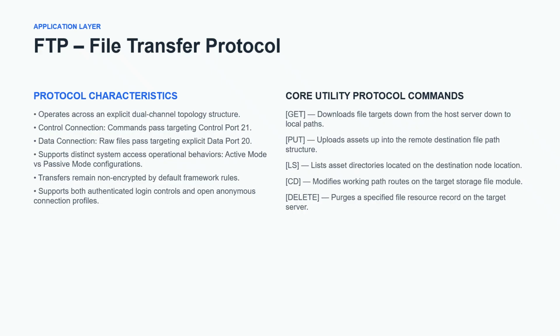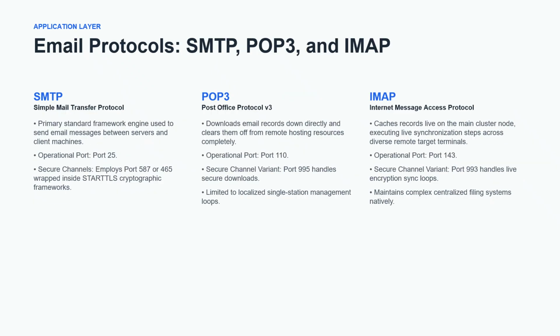FTP is a standard network protocol used for transferring files between a client and a server. FTP uses two separate connections. A control connection on port 21 for commands. A data connection for the actual file transfer. FTP supports active and passive modes. FTP is not encrypted by default. Credentials and data are transmitted in plain text.